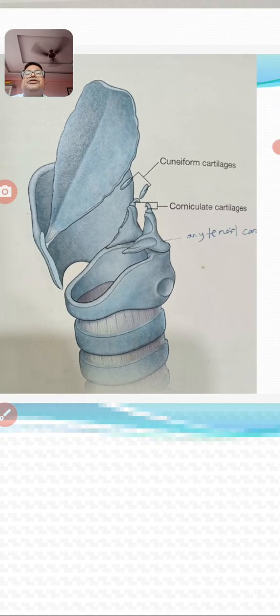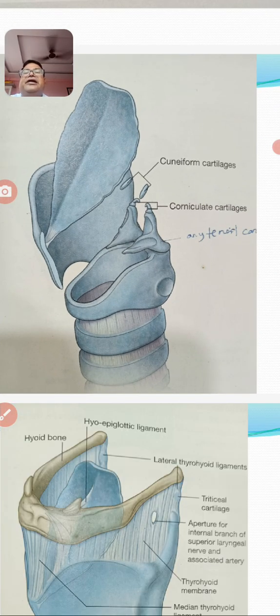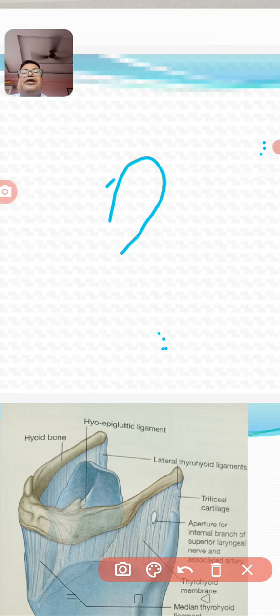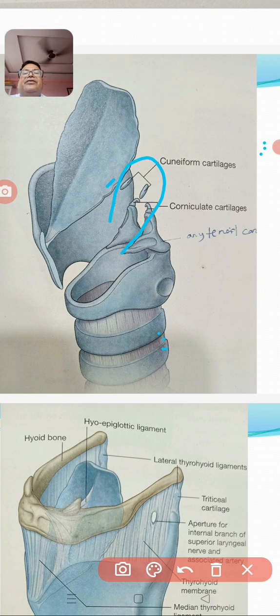This figure shows the arytenoid cartilage. It has the apex and the base. From the apex, there is the attachment of the corniculate cartilage, and this figure also shows the cuneiform cartilage.